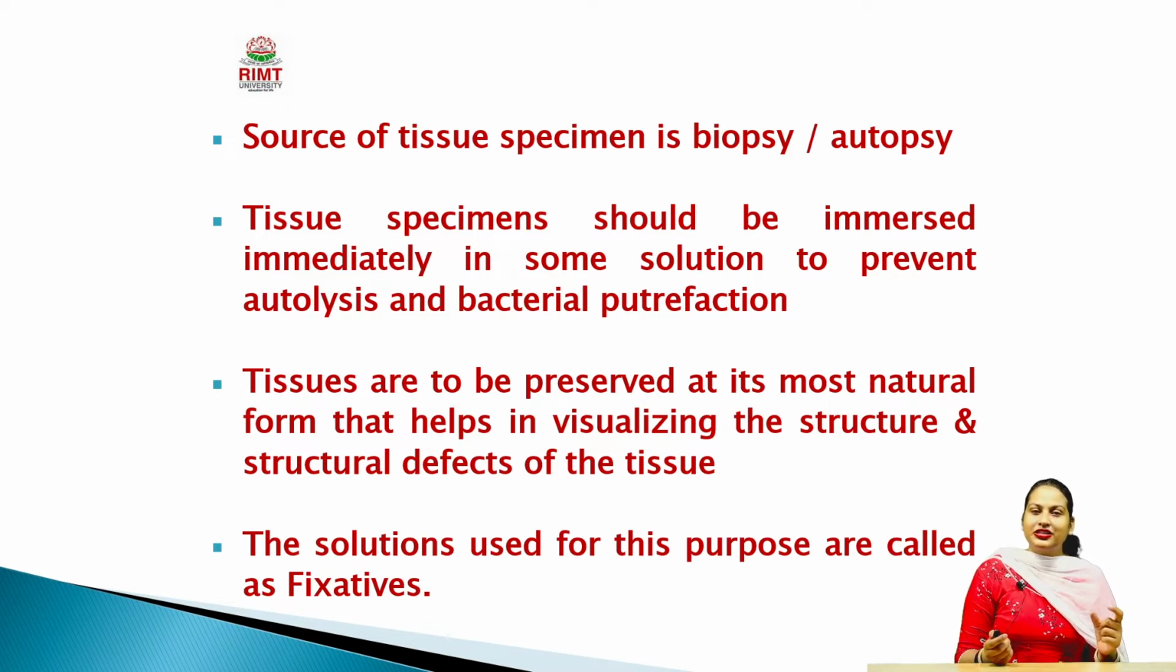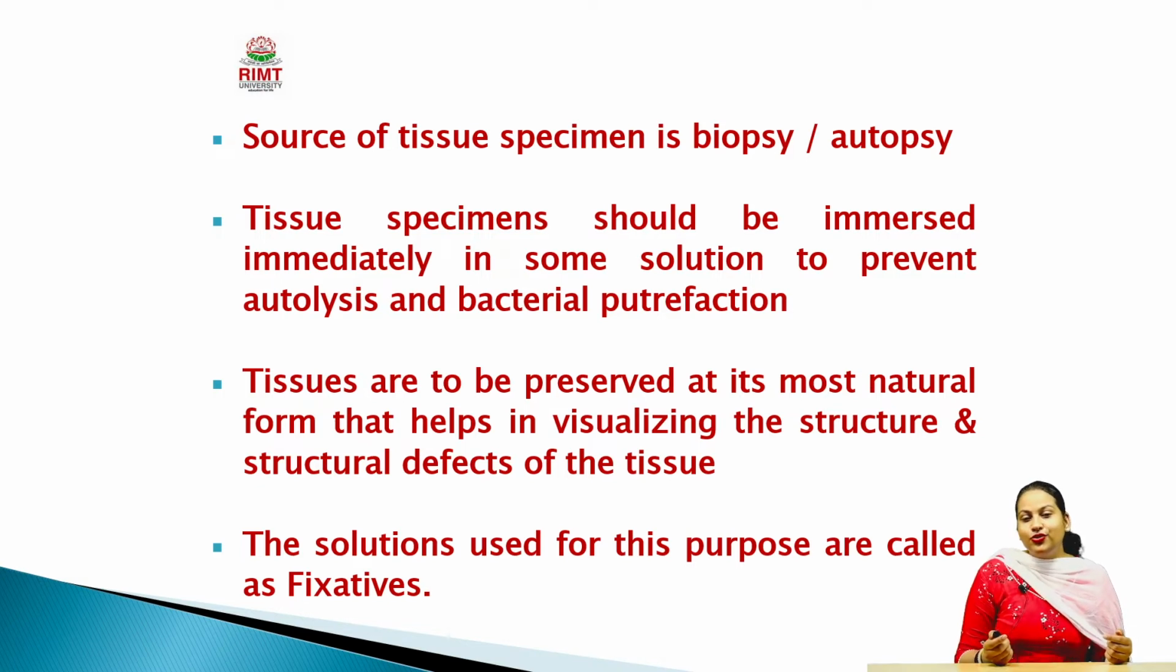Autolysis is a process where, for example, when we take a tissue sample out of the body, there are some enzymes inside the tissue, and these enzymes cause lysis of the tissue sample. That's why this process should be prevented, and to prevent it we need to do tissue processing. And bacterial putrefaction is a decomposition that occurs by microorganisms, especially by bacteria.